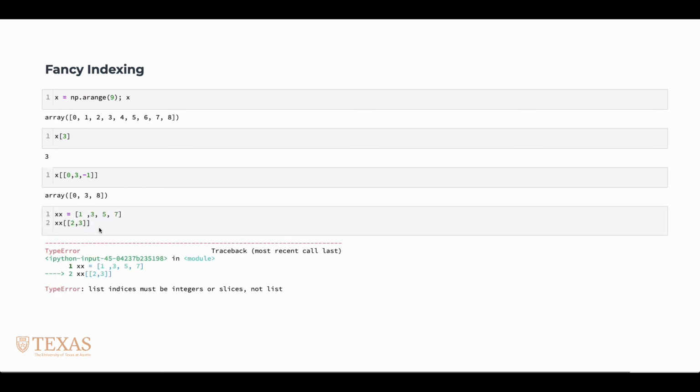If we notice, we cannot do this with a pure Python list. So if we just create a Python list here, 1, 3, 5, 7, we don't wrap it in a NumPy array or anything like that. We have a pure Python list. If we tried to take just the second and third components of that list, then we would get an error.